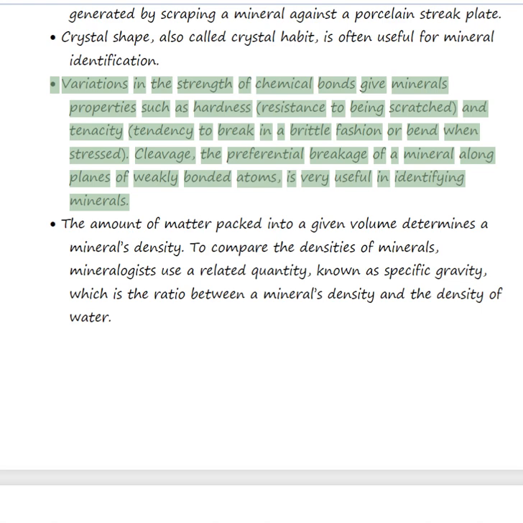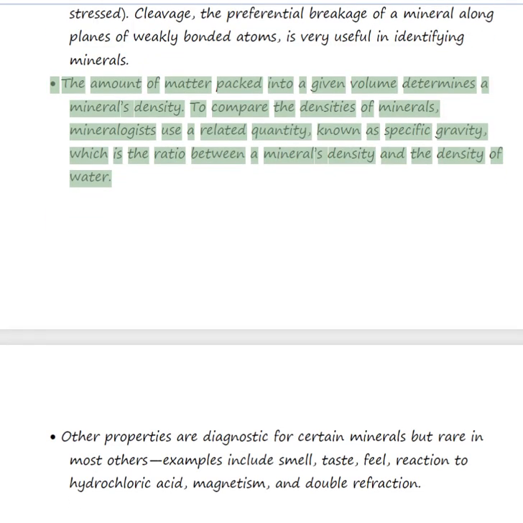Variations in the strength of chemical bonds give minerals properties such as hardness and tenacity. Cleavage, the preferential breakage of a mineral along planes of weakly bonded atoms, is very useful in identifying minerals. The amount of matter packed into a given volume determines a mineral's density. To compare the densities of minerals, mineralogists use a related quantity, known as specific gravity, which is the ratio between a mineral's density and the density of water.